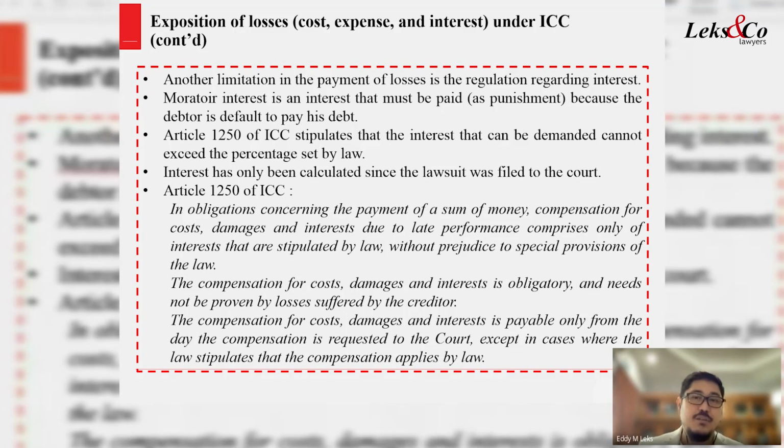But this is a sale and purchase. This is not a loan transaction. So I don't agree. We don't have any agreement on an interest rate. So the 1250 says that if you claim interest for the money, this 50, you have to refer to the law, and the law says it's 6% per annum.